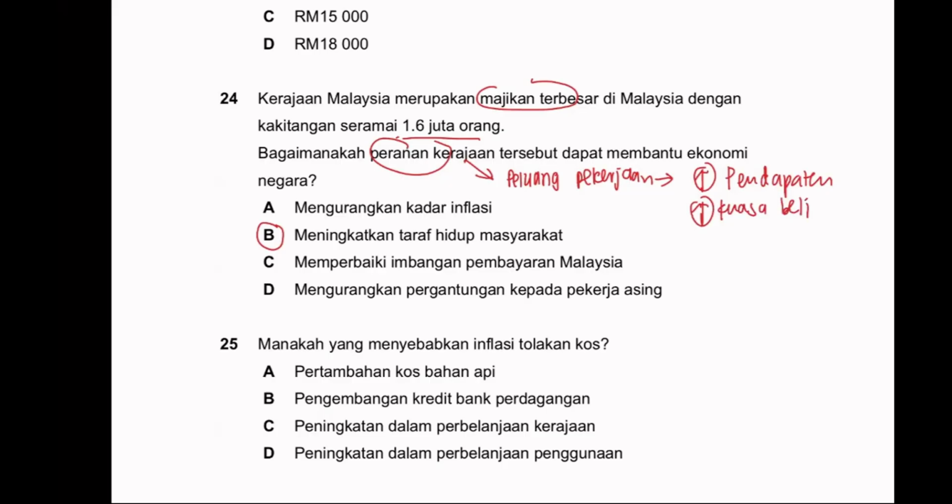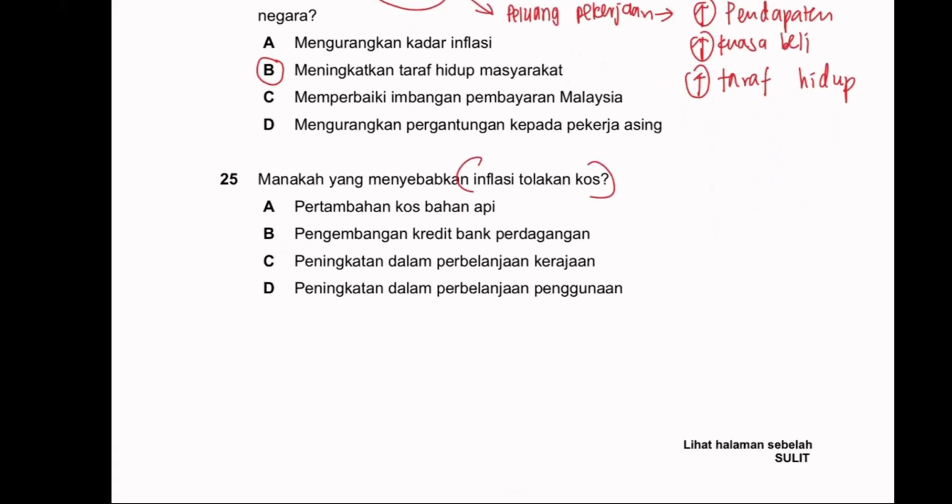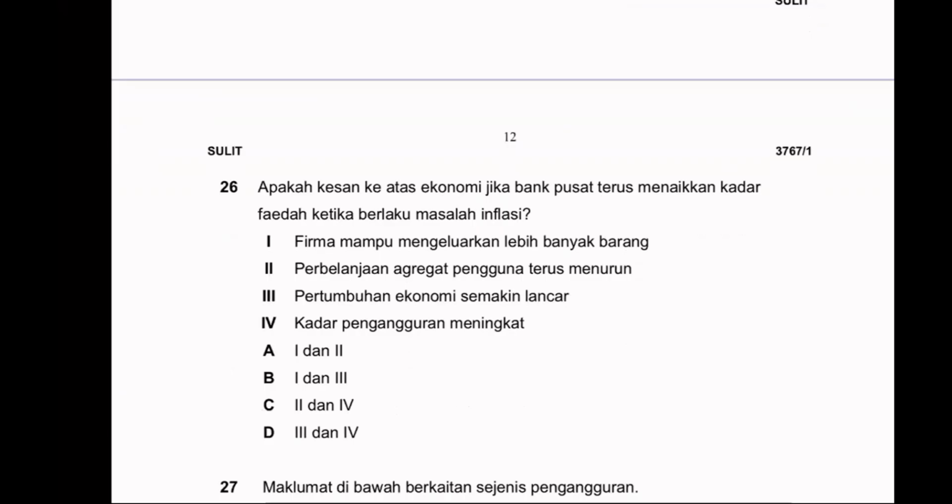Yes, guna tenaga penuh also. Taraf hidup meningkat. Okay, now, nothing to do with inflasi, nothing to do with imbangan pembayaran. And then, it's not about donkey because government servant is normally hire local people. All right, and what is tolakan cost? This one very easy. There's no way that you get wrong for these questions because of cost lah, pertambahan cost. Keyword. Okay, and the next one.